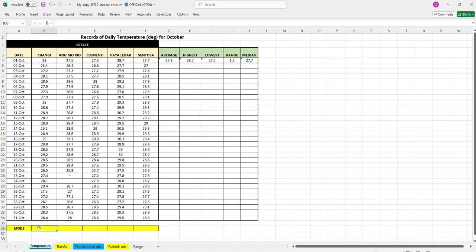And how do we find the mode, the most frequently occurring temperature? So we use the formula mode.sngl and select the cell ranges, and now we have to select this column because it is finding the most frequently occurring temperature at Changi area. So we select this column and it gives us the mode for this area in Changi.